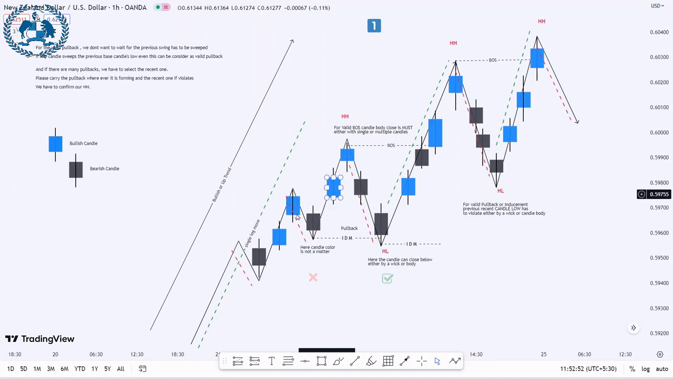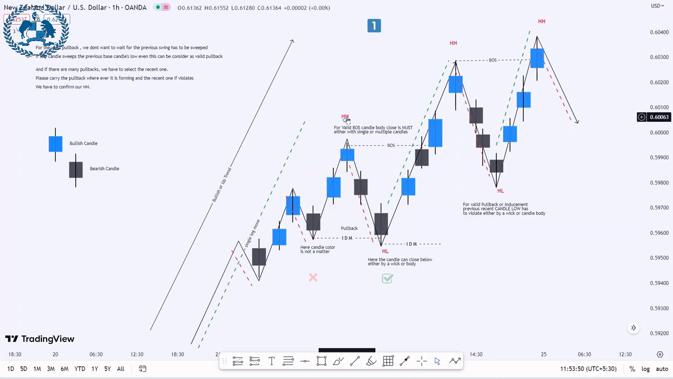So here, green color dotted lines are impulsive moves, and the red color dotted lines are correction moves. This correction move we are not considering as a valid pullback. And why are we considering this as a valid pullback? Because the price has closed below this candle low, or closed below the swing low. Because of that we are considering this as a valid pullback, or we can also call it inducement. For marking our inducement, the candle can close with the wick or with the body also. Both are fine.